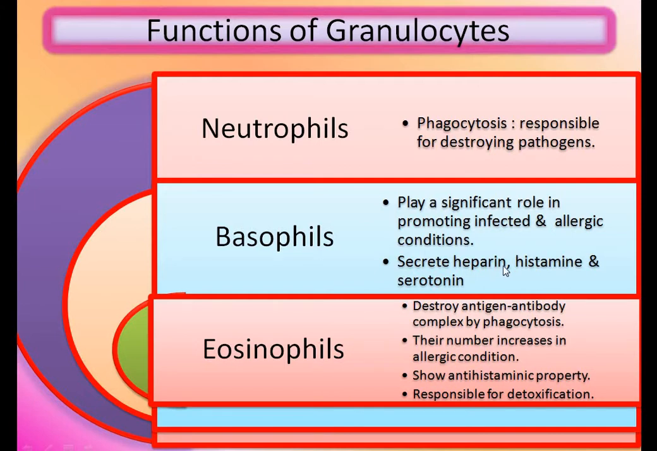These three secretions are secreted by the basophils. That is heparin. Heparin is an anticoagulant substance which is secreted by the basophils. That means it is a blood thinner that prevents the formation of blood clots. Heparin is secreted to prevent blood coagulation or blood clot formation.